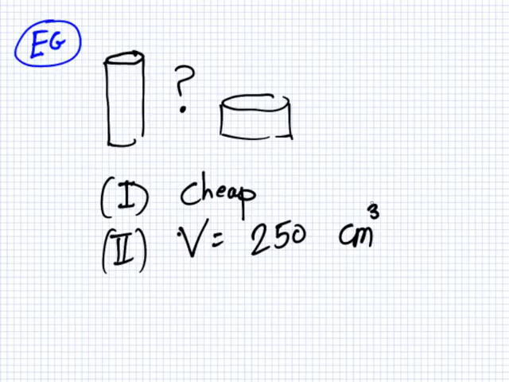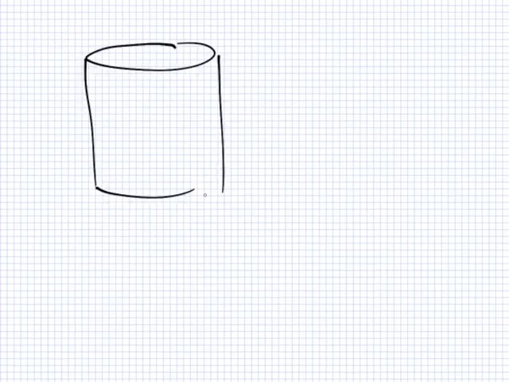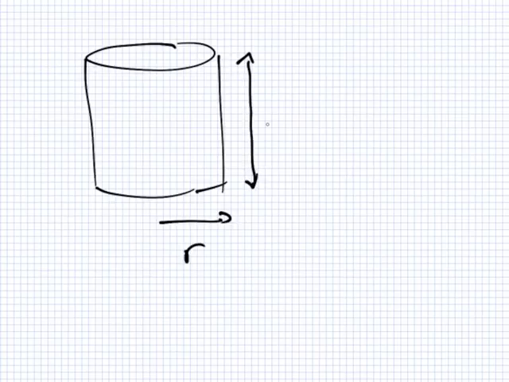Okay, so let's look at the first part, the cheap part. I know this coffee cup is not a perfect cylinder, but we'll say it's a cylinder. So we have a radius and we have a height. So what is the thing I want to be minimum? How can I make this cup cheap to make?